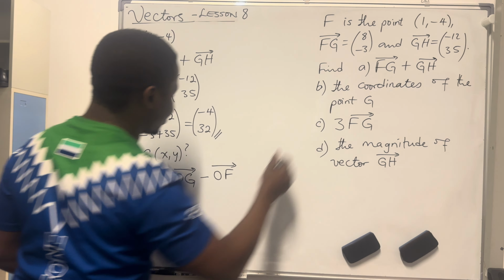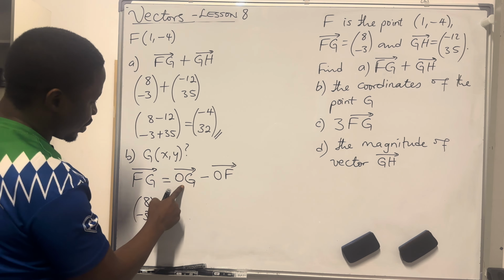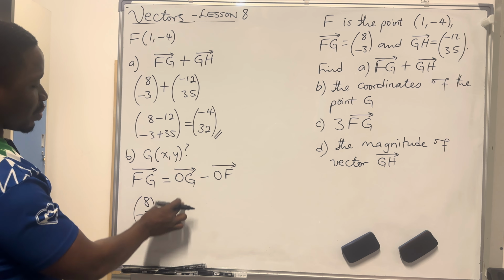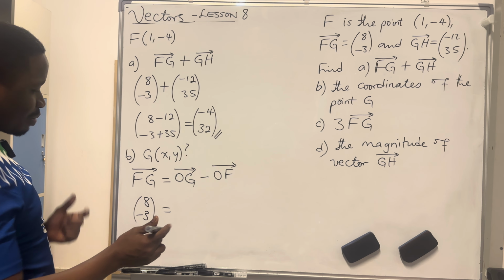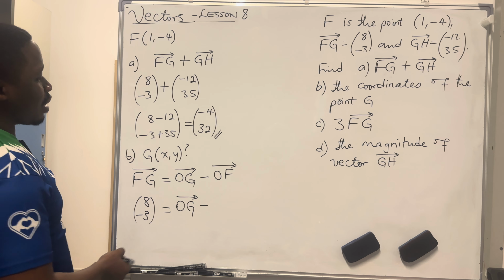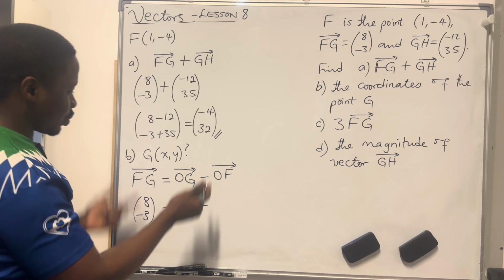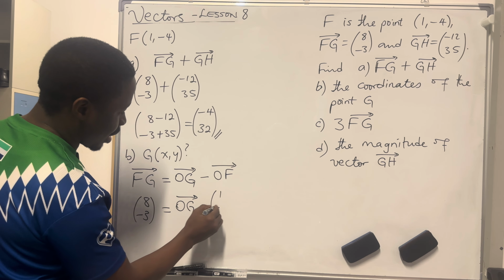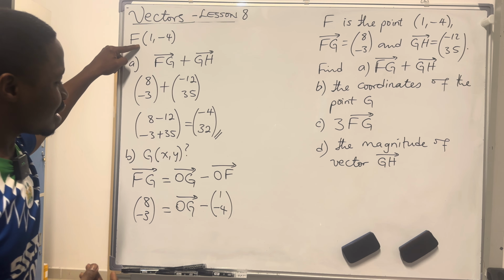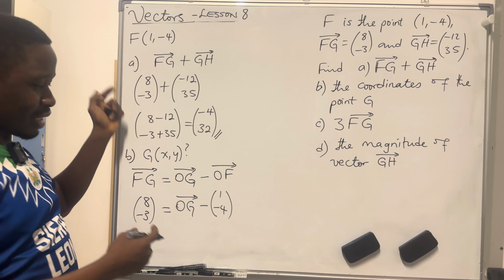Are we given FG? Yes. FG is (8, -3). Are we given OG? G is what we want. If you want, you keep writing it this way. If you want, you replace it with XY. No problem. So OG minus, are we given F? Yes. Point F, converting it to a vector, has to stand like this: (1, -4). When you are given a pair of coordinates to represent a point, but you want to write it in vector form, it has to appear like this. Even if it's given otherwise, it has to be like this.